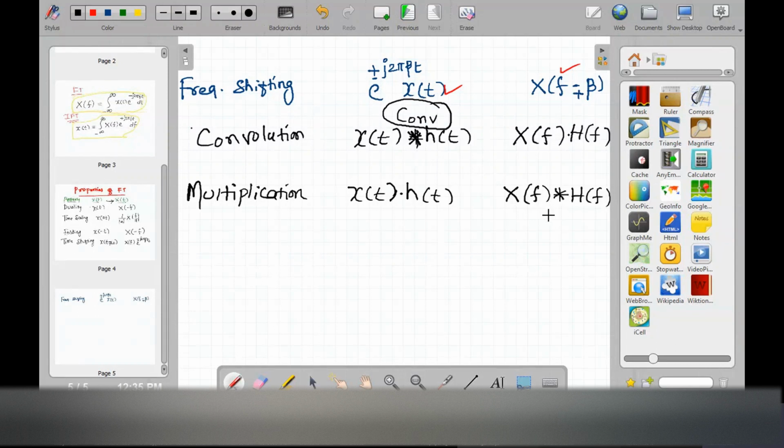In the frequency domain, if they are convolved, in the time domain they are multiplied. This is a very simple and straightforward concept. So dot will become star, star will become dot. Star is nothing but convolution.